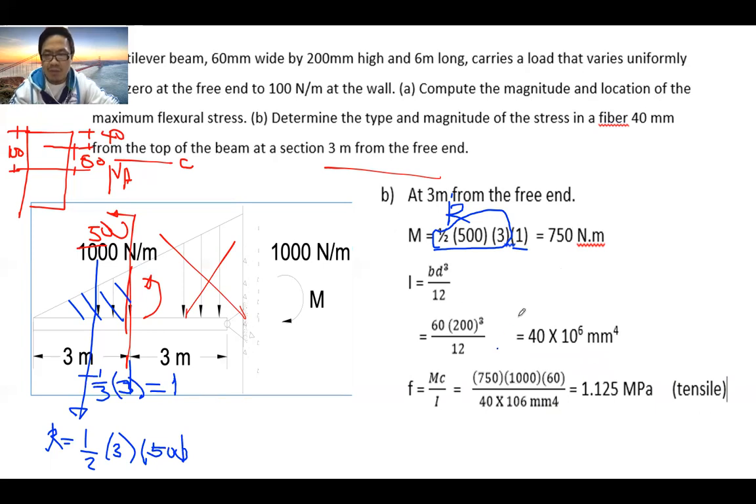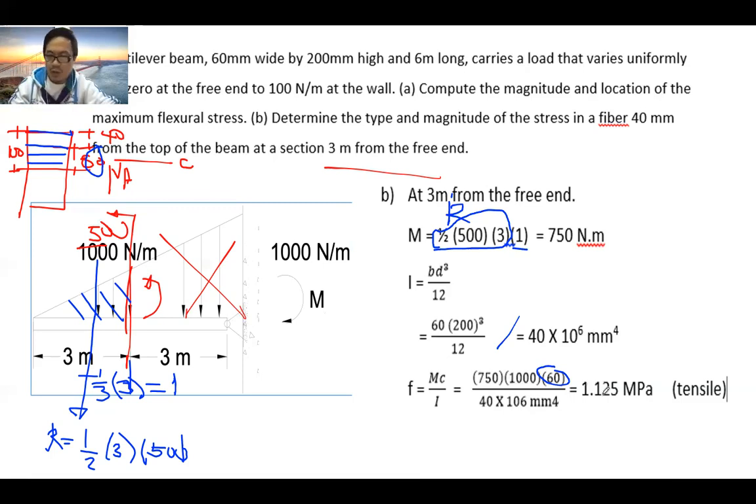My over I, which is bd cubed over 12, compute natin. Substitute C, 60 lang. Okay? Ito yung sinasabi ko na 60 lang kasi yung pinapa-compute is 40 mm from the topmost fiber. Mula sa taas. Mula dito. So ito yung magiging value ng stress at this value. In other words, kada distance from C, may particular siya stress. Dito sa topmost, yun yung pinaka-maximum. Yun ang ginagamit natin sa design. Okay? Pero ito yung specific question for whatever reason and purpose.